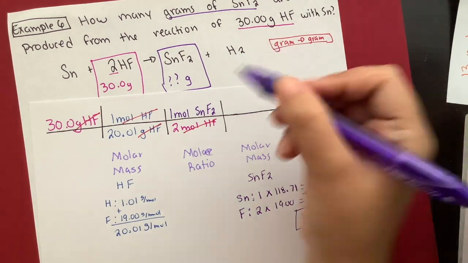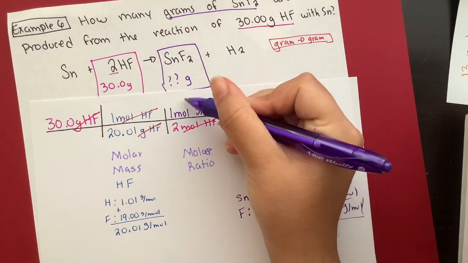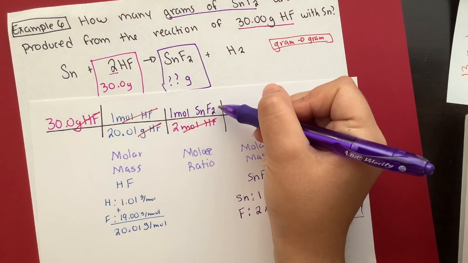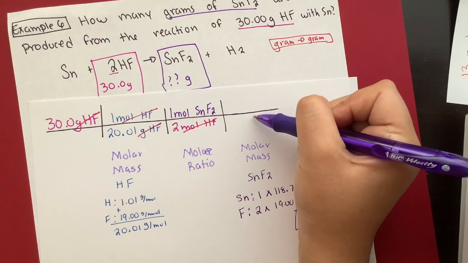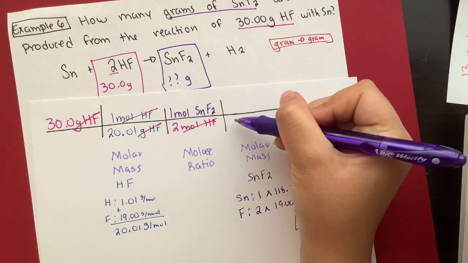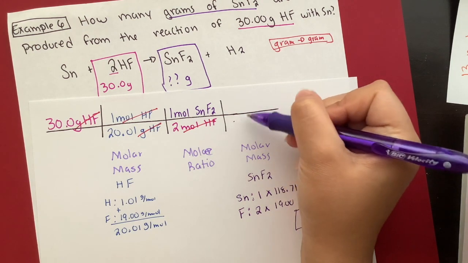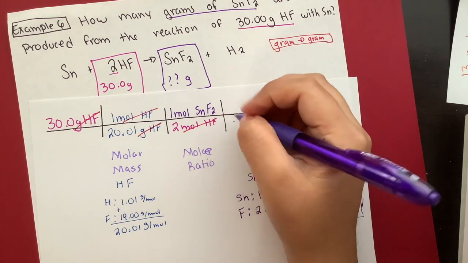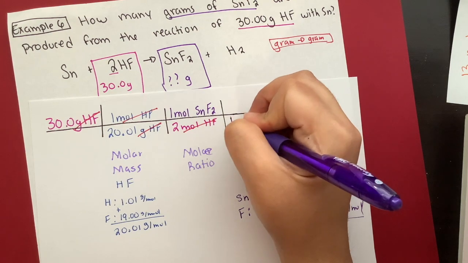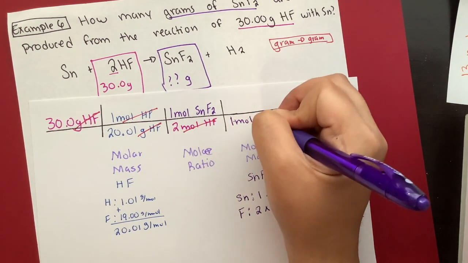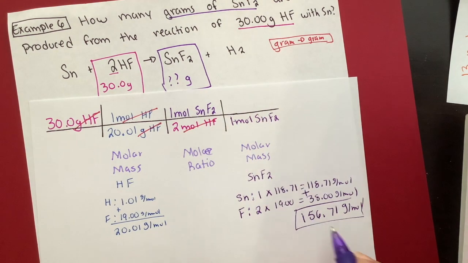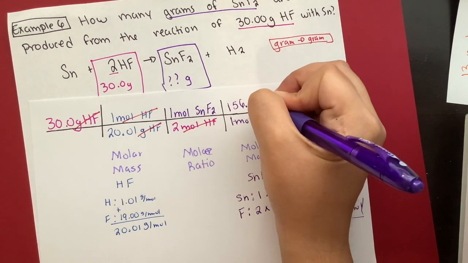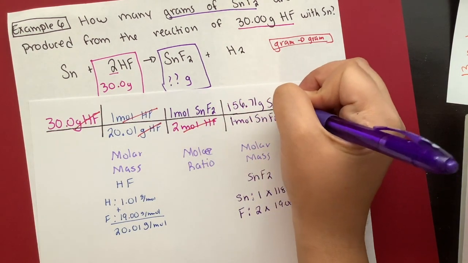So now I'm going to get this number and bring it up here. Now, I'm going to look at the unit that I have here on top. I have moles of tin 2 fluoride. So in the bottom of my next step, do I want to write moles of tin 2 fluoride or grams of tin 2 fluoride? I want to write moles. So in 1 mole of SnF2, there are 156.71 grams of SnF2.